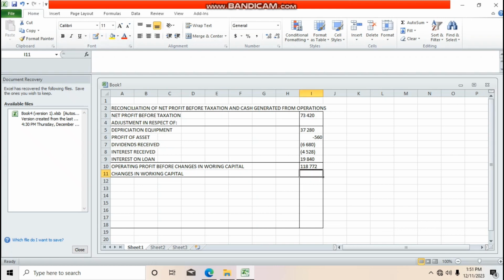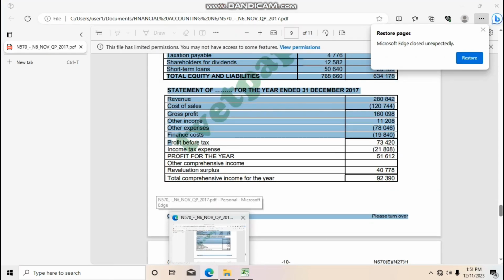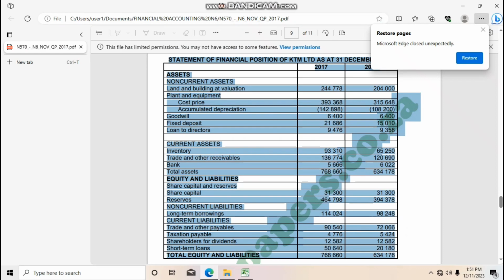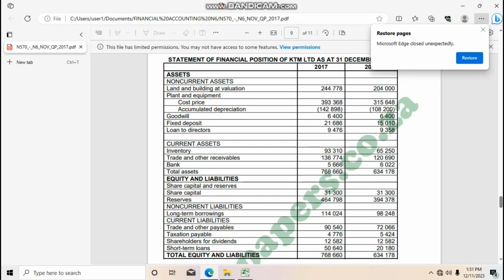So yeah, here we're going to have the changes in inventory. So let's deal with the changes in inventory. In order for us to determine the changes in inventory, we're only going to check the statement of financial position. We've been given the statement of financial position. This is the statement of financial position.